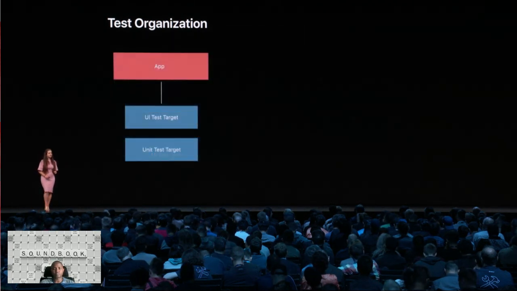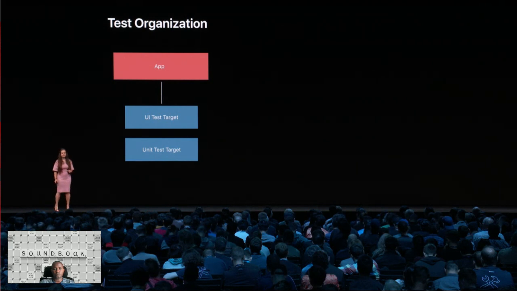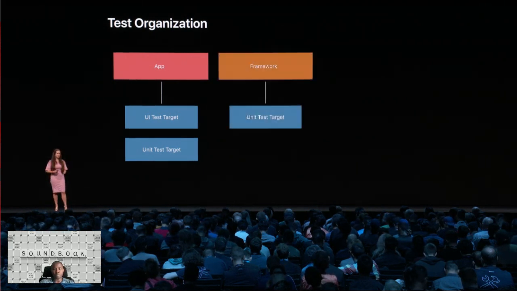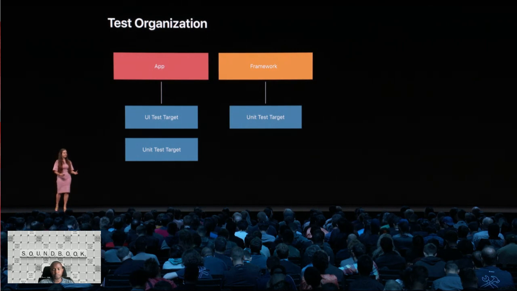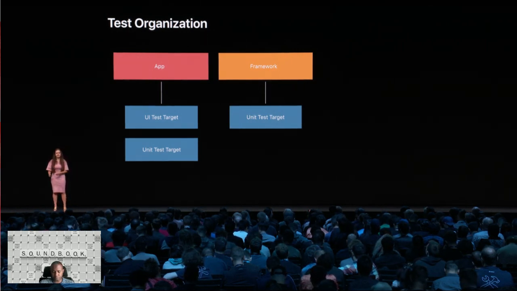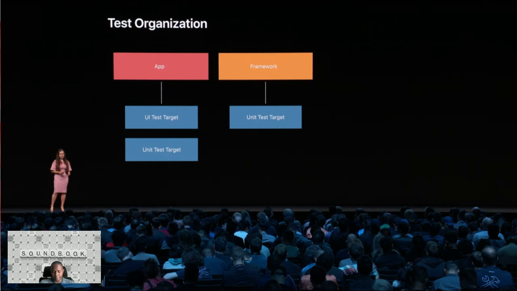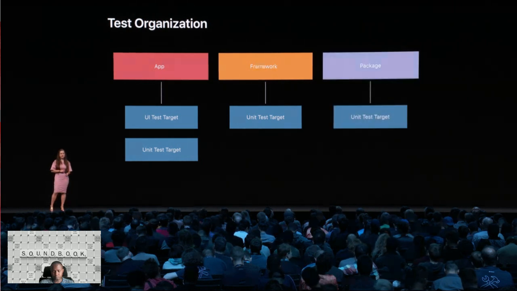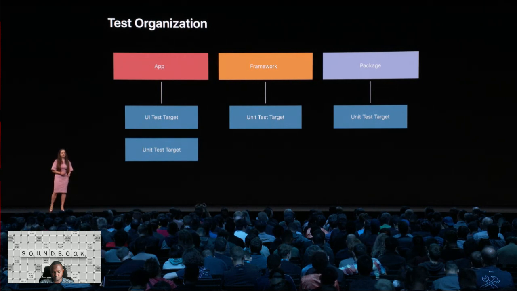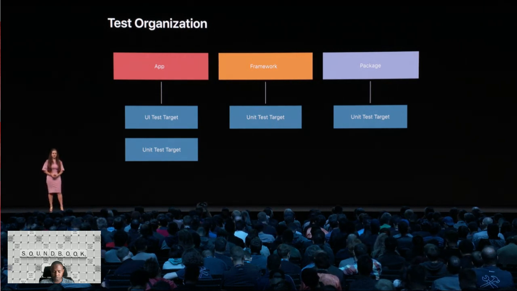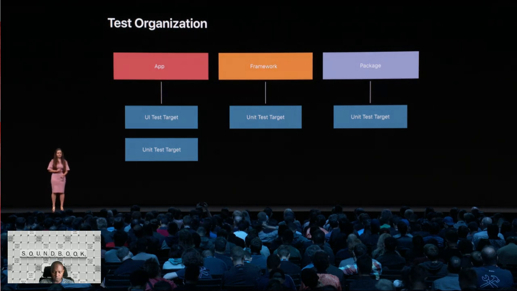But there are some cases where you may need more test targets. As your project becomes more complicated, you may want to create a new framework. This framework should have its own unit test target to contain its tests. Additionally, Swift packages that you create and write tests for in Xcode already define test targets. These test targets behave the same way in Xcode as any other unit test target.